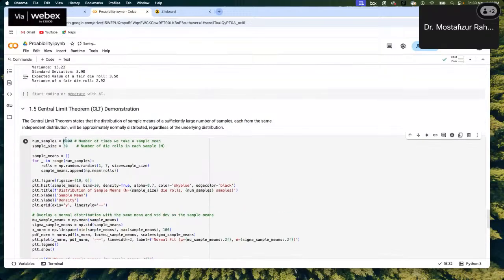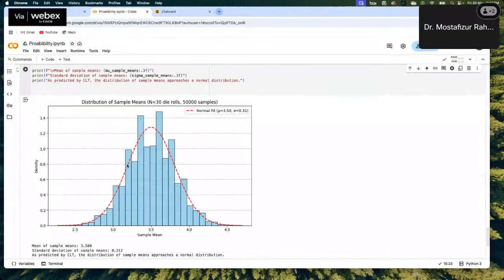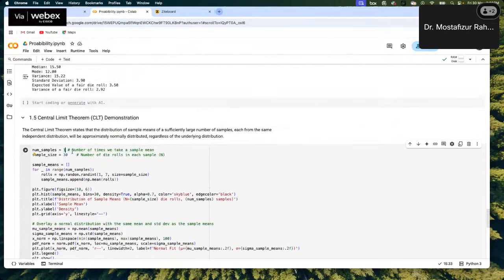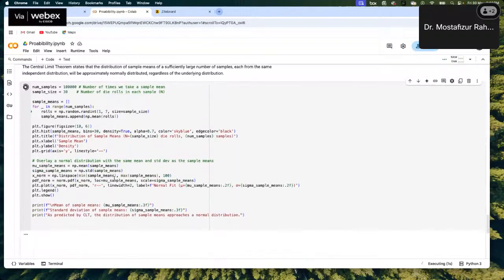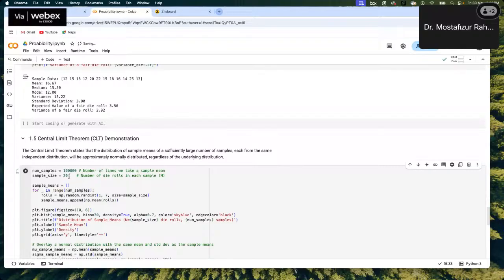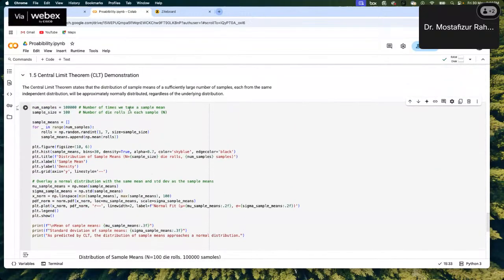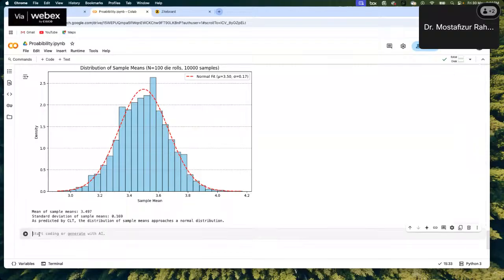So let us increase these points a bit more, say 25,000 maybe. Okay, maybe 50,000. Still not that great. Okay, maybe 1 lakh. Okay, let me also increase the number of independent die rolls. Let it be 100. Yeah, now it is coming. So it's not just the number of times we take the sample mean, but also how many die rolls we do independently. That will give us a good approximation of the function altogether.